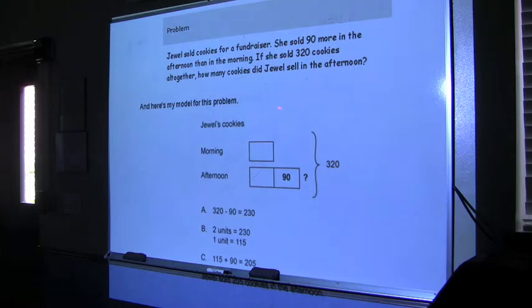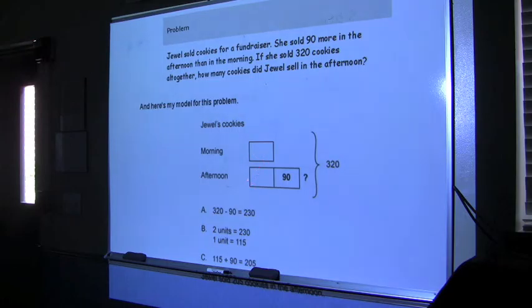All right. So now we have that, we have this. We're putting a question mark for the afternoon for Jewel. And now we're going to go to the computation steps. So we're looking at the cookies, 320 minus 90 equals 230 cookies. So we're taking off that 90 and seeing that this is going to be reduced to 230.